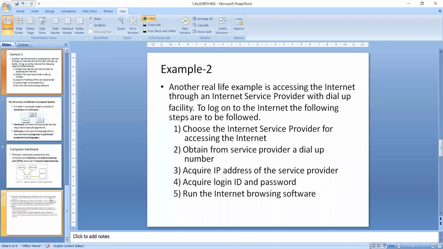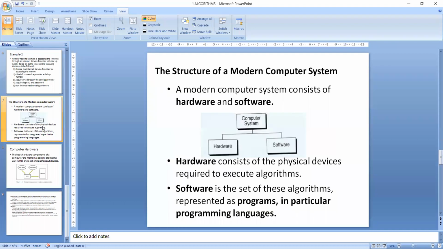Next topic, the structure of a modern computer system. Already you know there are two parts in a computer system, hardware and software. Hardware consists of the physical devices required to execute algorithms. Software is the set of these algorithms represented as programs in particular programming languages.